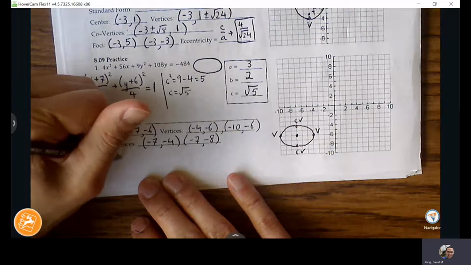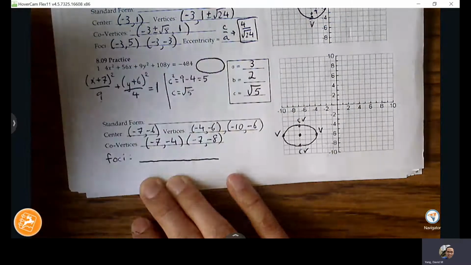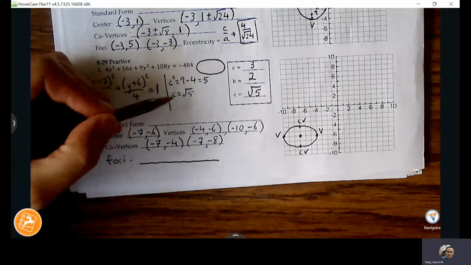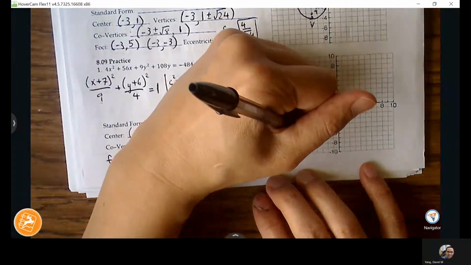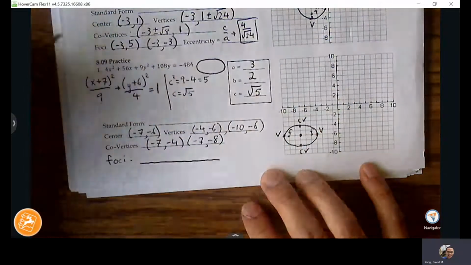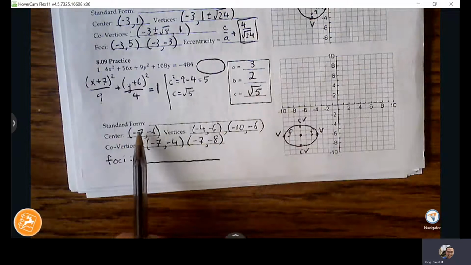Sorry, I left off the foci, if you can put that in there. Root 5 is a little bit more than 2, 2.1 maybe. You're moving left and right to get to the focus, so you're just going to take that C value and make it impact the x value of your center.